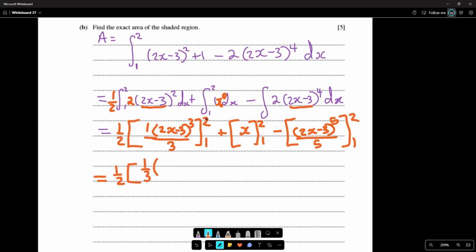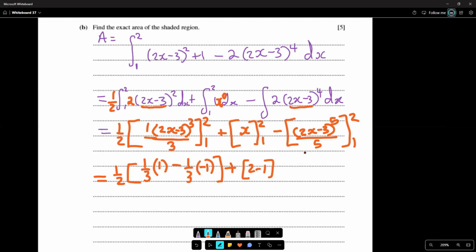If I substitute, you always start by the upper limit, no? Minus the lower limit. So if you substitute 2 here, you're going to get 2 times 2, which is 4, minus 3, which is 1 cubed, which is just 1. And then we're going to minus that by 1 over 3. And then here, if we substitute 1 now, you get negative 1. Right. And then plus, this one is simple. This is 2 minus 1.